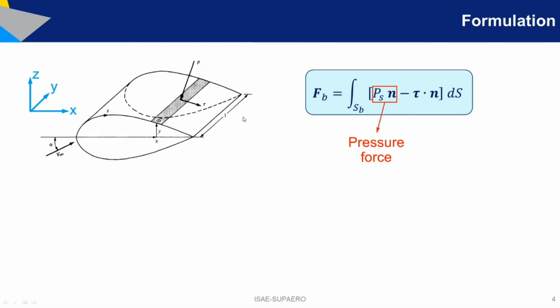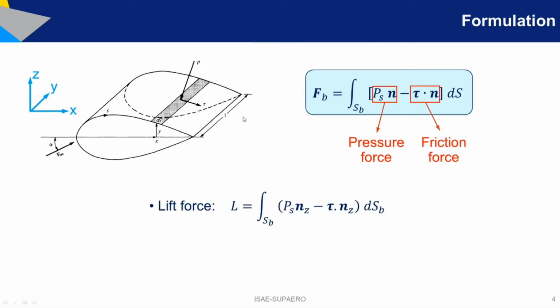As you can see, there are two components of this equation. One is related to the pressure force and the other is related to the friction force. So this is the basis of a drag breakdown. We will talk about that later on. Now we will just decompose the total force. This is a vector. We'll decompose that into two components.